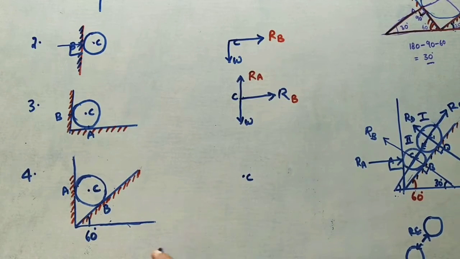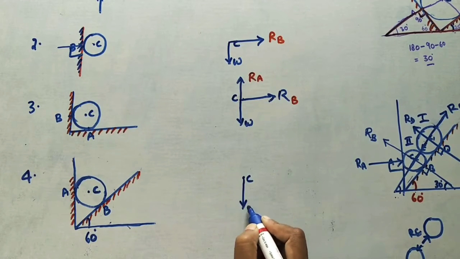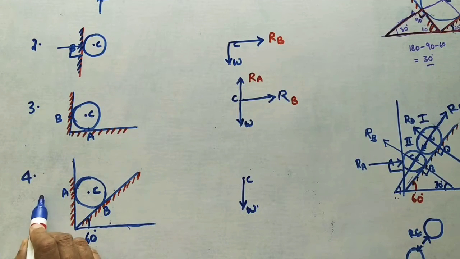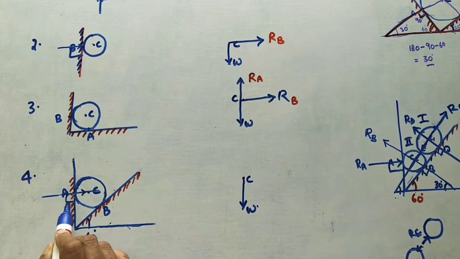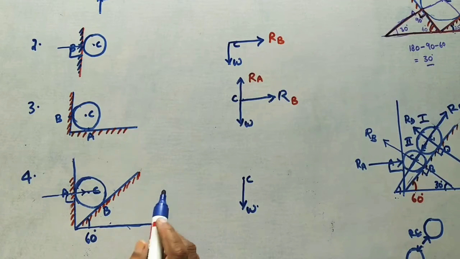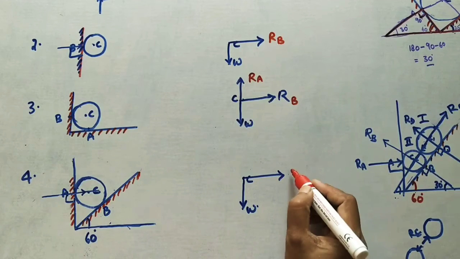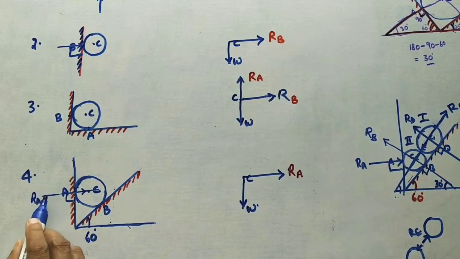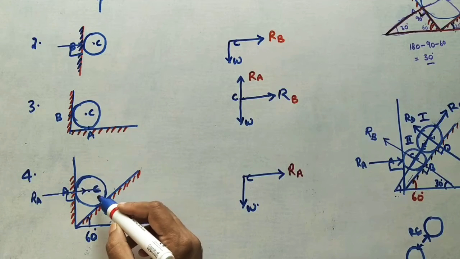First mark C. What is the weight of this? In all cases we are taking the weight as W. It is acting downward. And this is the vertical surface. The reaction for the vertical surface is horizontal because the angle between the reaction and the surface is 90. So I am taking RA in this direction. This is the RA at the A point.